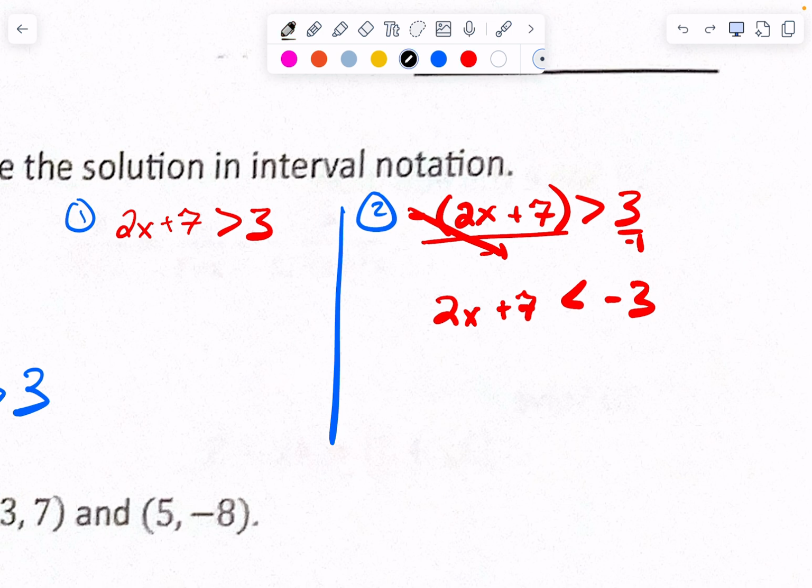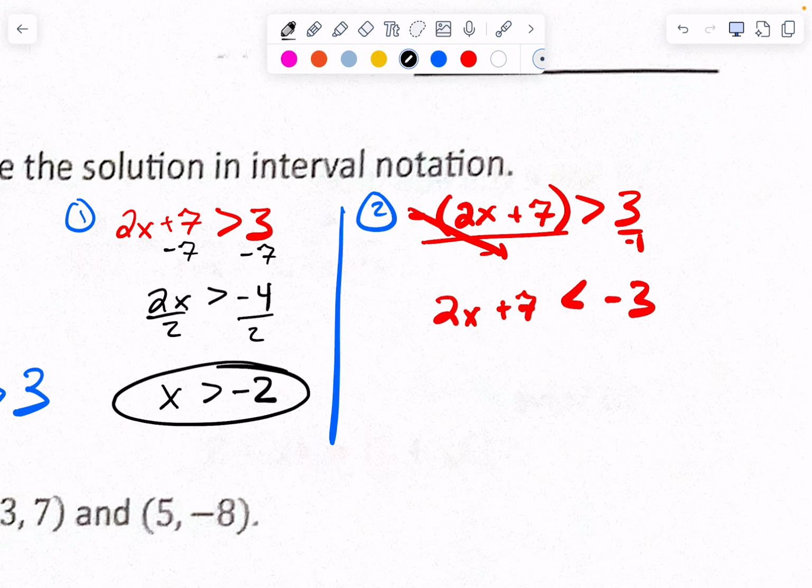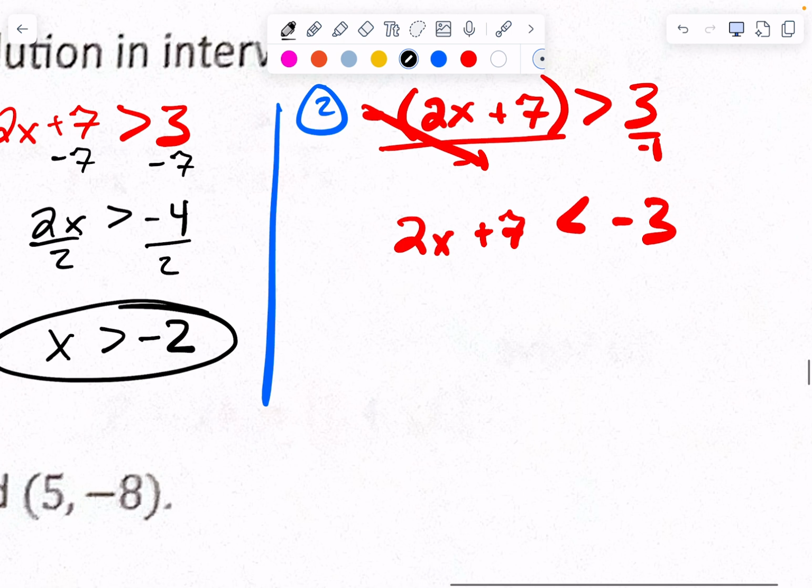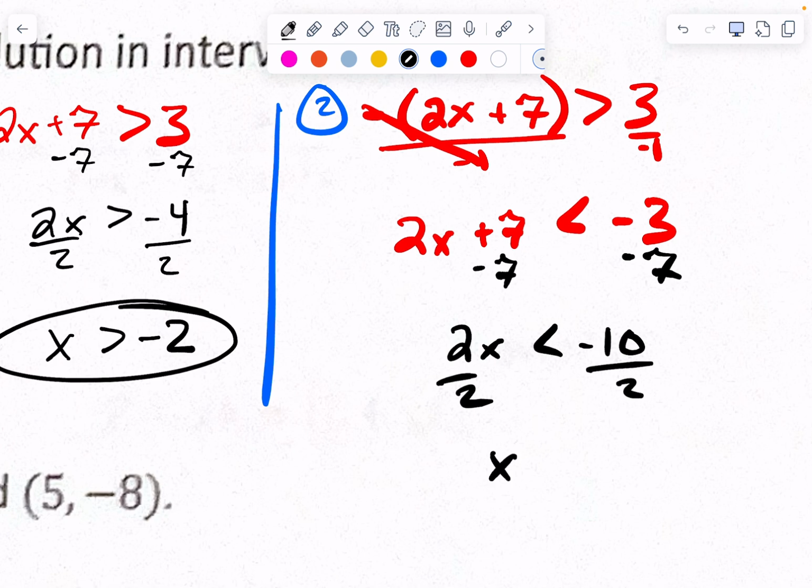Okay, let's solve the first case. Minus 7. 2x greater than negative 4. Divide by 2. x is greater than negative 2. That's case 1. Am I going too fast? Minus 7, minus 7. 2x less than negative 10. Divide by 2, divide by 2. x is less than negative 5.